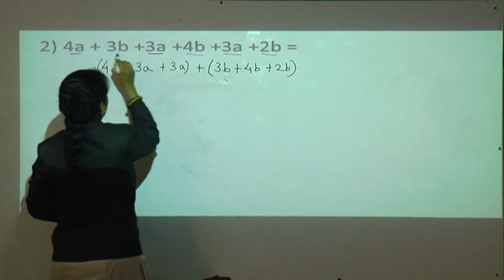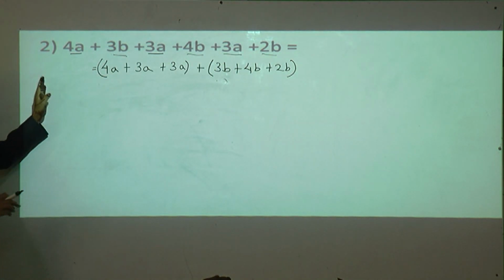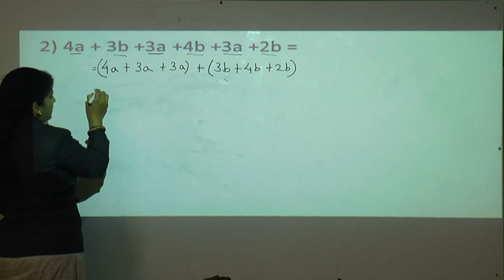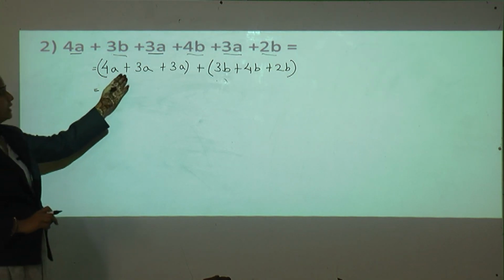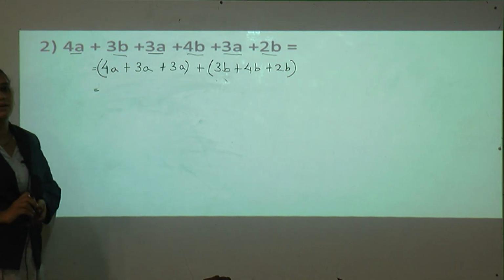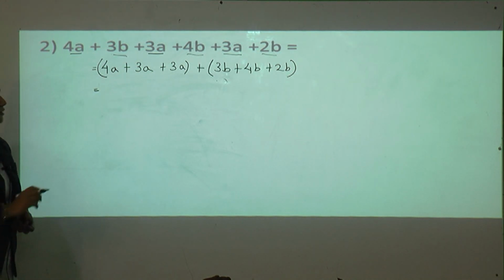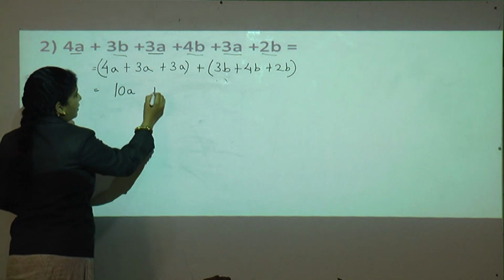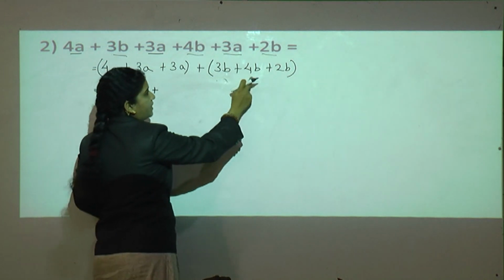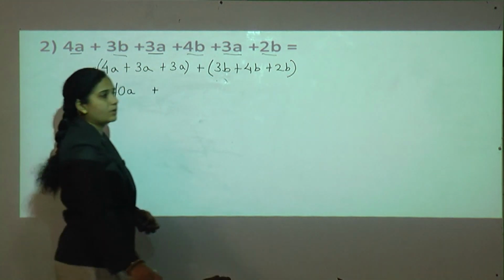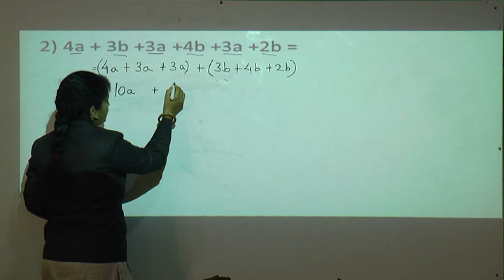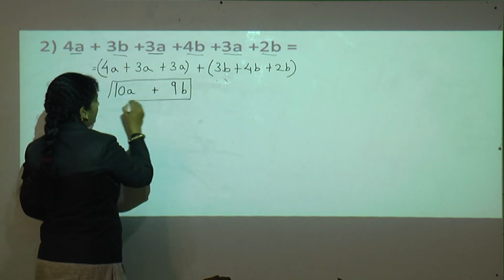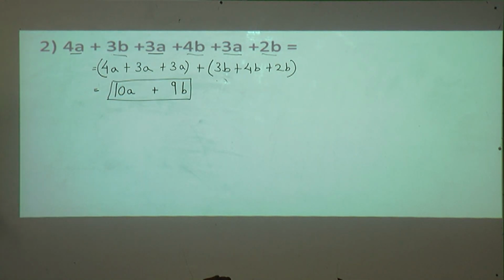See, now nothing is remaining, all I have taken in the expression. So see, 4a plus 3a plus 3a. Yes students, do the addition. Very good. 10a. Now here 3b plus 4b plus 2b, 9b. Good. So this one is the answer. Understood all of you? Okay.